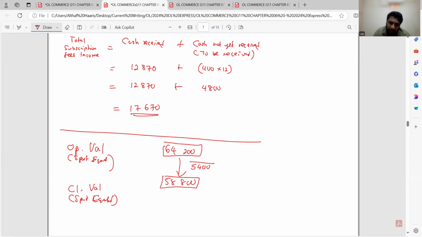This reduction has happened because of what, people? Why have the sports equipment values decreased? What can be the reason? When you are starting, the value was 64,200. End of the year, 58,800. 5,400 value reduction has happened. This is because of the depreciation of sports equipments.